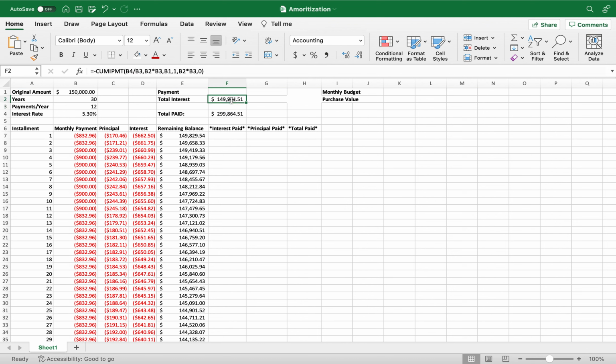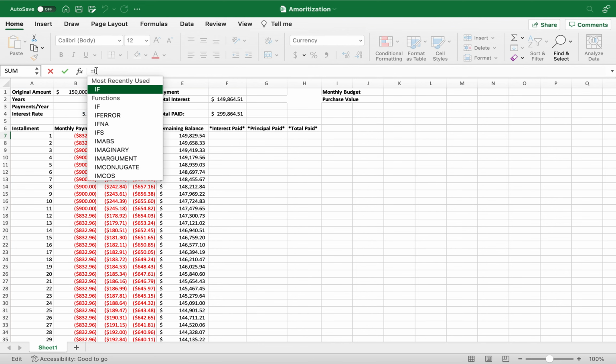So we have $149,000 of total interest that we're paying throughout the life of this loan for 30 years. And that's quite a bit, 5.3% interest. But what you have to understand is that 5.3 is the annual rate that's being applied against your remaining balance. Okay, so here we can get a better conceptualization of it.